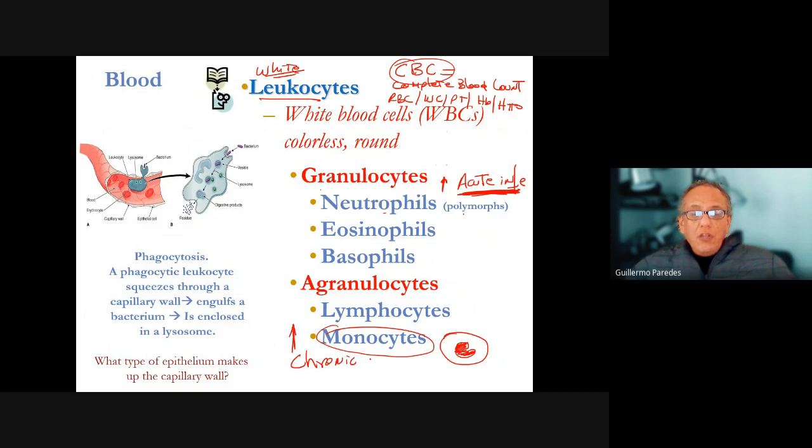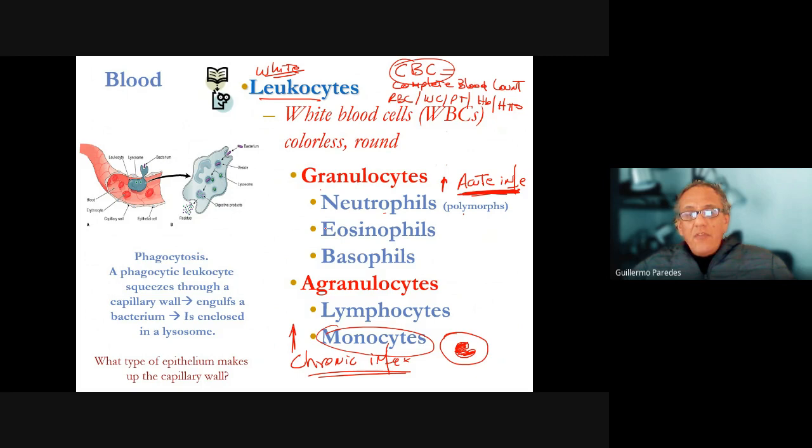So you can tell by the CBC if the infection is acute, and acute is actually a short period of time, versus chronic. Acute, for example, is pneumonia, where you have bacteria running in your blood. And chronic would be, for example, tuberculosis that lasts for a long period of time. So you're going to see monocyte elevation in chronic infections, and in acute infections you have the neutrophils elevated. If you have both elevated, you have an acute infection that is being repeated over many months, many years, and that is going to increase the monocytes as well.